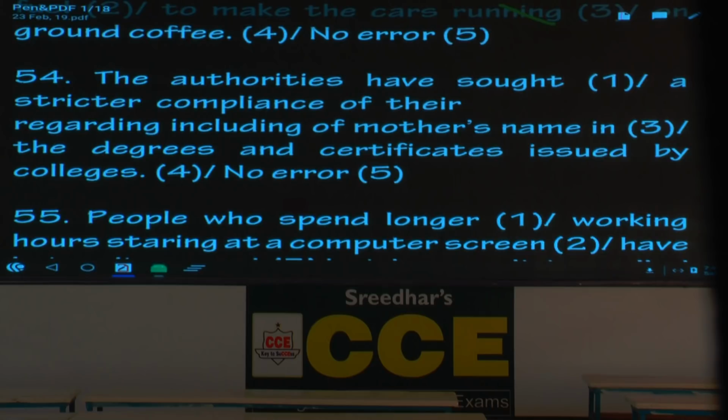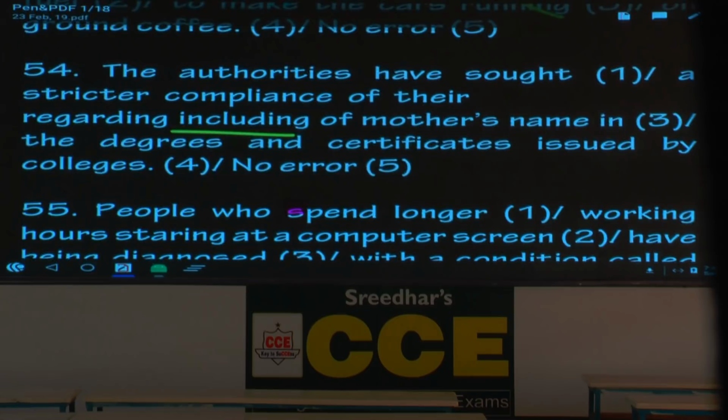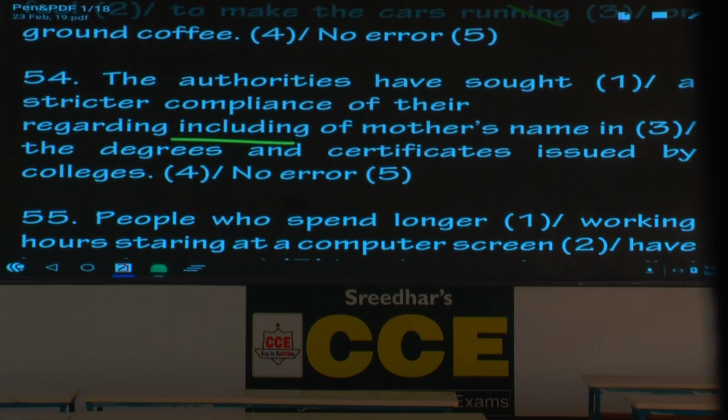What is the error? Regarding including or regarding inclusion of? Please correct it. Regarding including is not correct. Change it to regarding inclusion of mother's name. Hope you got it right. Shall I move on to the next one? Which part? Second part is what? A stricter compliance.